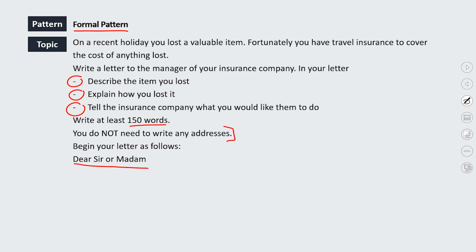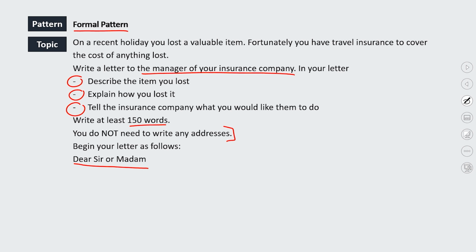Okay, so the reason this is a formal pattern is because you're writing to a company, to someone you don't know. It's the manager of your insurance company. So it's a stranger, and you're making a formal sort of complaint or request. So that's why you should be using slightly more formal language. With English, it's obviously different to a lot of languages which have a special way of saying things to be formal. A lot of the time in English, being formal is kind of about tone.